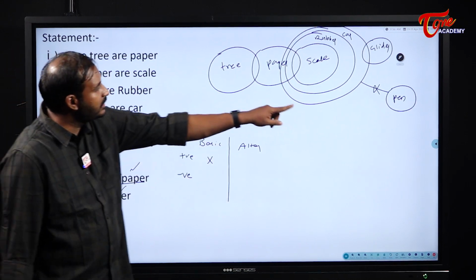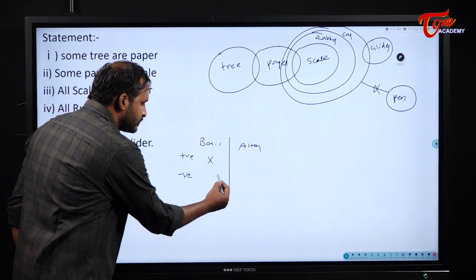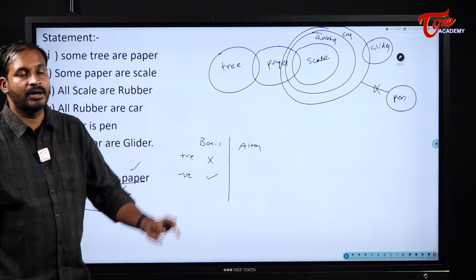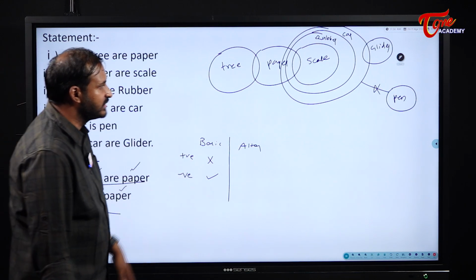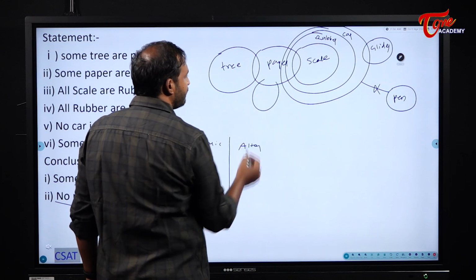Next, no pen is paper in the basic diagram, that is true. Now what will you do? You will draw an alternate diagram to make this negative conclusion false. That means what will you do? You will draw the pen with paper.